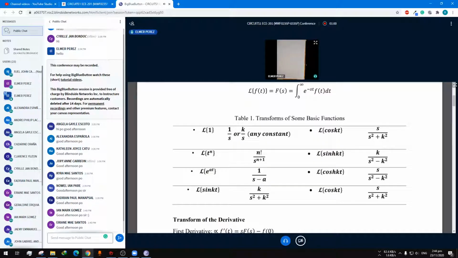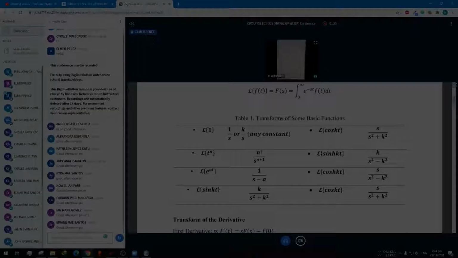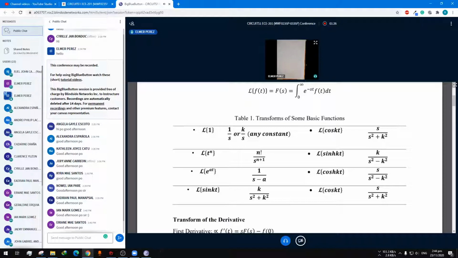So yung first one is the Laplace transform of a constant. So the Laplace transform of a constant is equal to k over s for any constant. So let's say the Laplace transform of 5, so that's equal to 5 over s. For the Laplace transform of t raised to n, that's equal to n factorial over s raised to n plus 1. For e raised to at, the exponential, that's equal to 1 over s minus a.